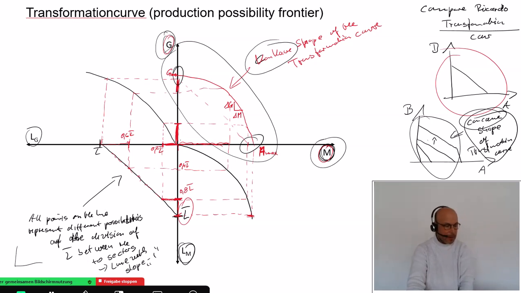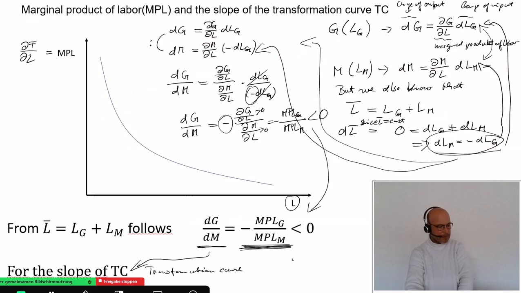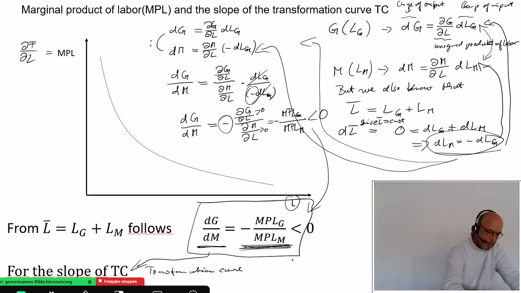What we have derived here graphically, we have now formally derived from the mathematics and the assumptions about our neoclassical production function. Well, hopefully you look at this and then you say, something like this I have already seen before.